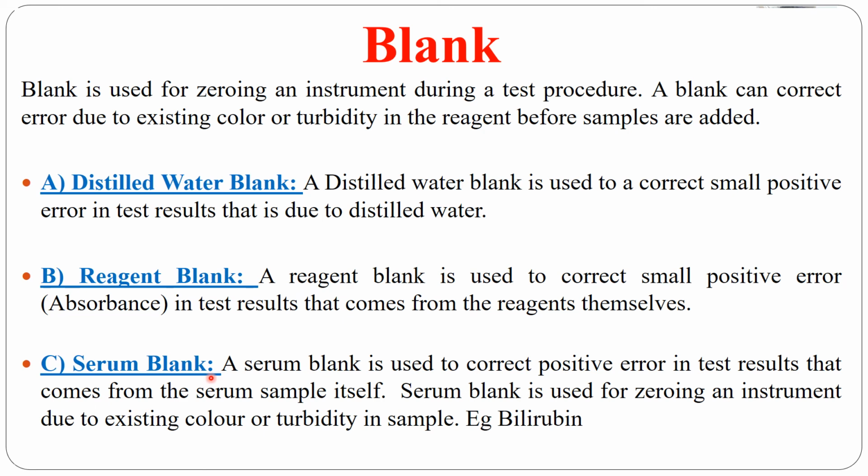And now the serum blank is used in certain rare conditions where the serum is added in the blank to correct the positive error in the test result that comes from the serum sample itself. So the serum blank is used for zeroing an instrument due to existing color or turbidity in the sample. For example, if there is a high amount of bilirubin or lipids, that is, if chylomicrons are present and the sample is lipemic, then we add these in the blank and zero the equipment with that, and this is known as a serum blank.